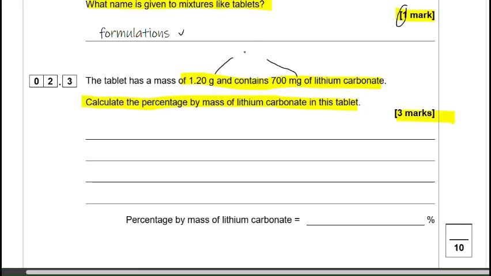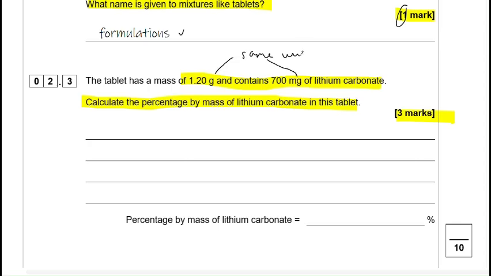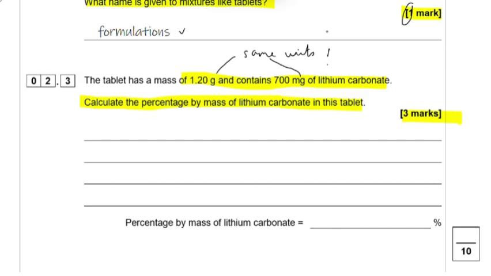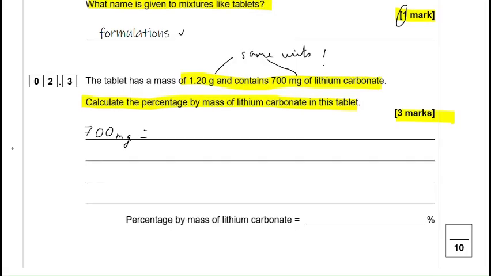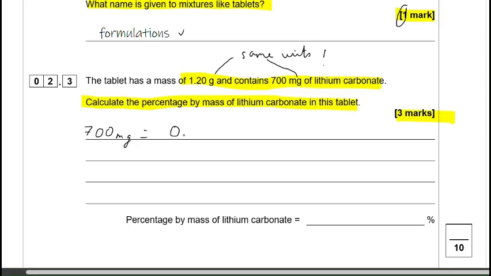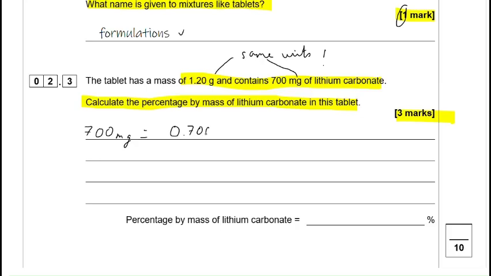Now, if you've used your highlighter correctly, you will have noticed that the mass of the tablet is in grams and the mass of the lithium carbonate in milligrams, and we need to put these in the same units. So let's change the milligrams to grams. A milligram is 1,000th of a gram, so 1,000th is a factor of 3, so we go 1, 2, 3, that gives us 0.700 grams of lithium carbonate. So we need to find the percentage of that in 1.20 grams.